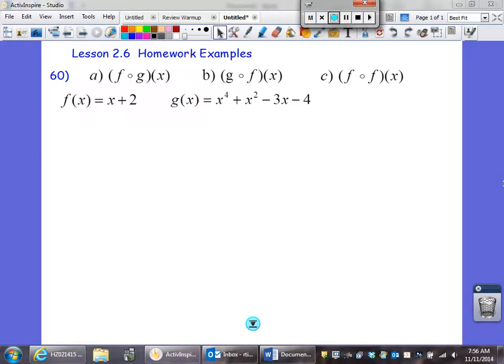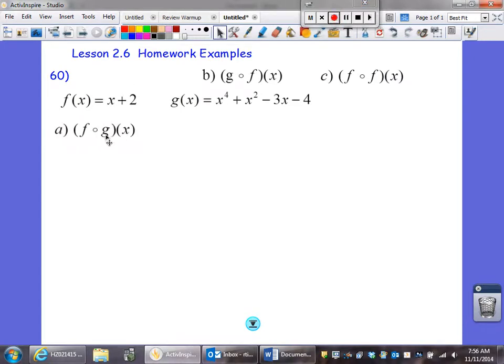Hi, in this video we're going to do from lesson 2.6, we're going to do number 60 together here. The first thing we have in this problem is they give us two functions, f and g. F is a linear function and g is a fourth power function. In part A, this is what they're asking us to do.